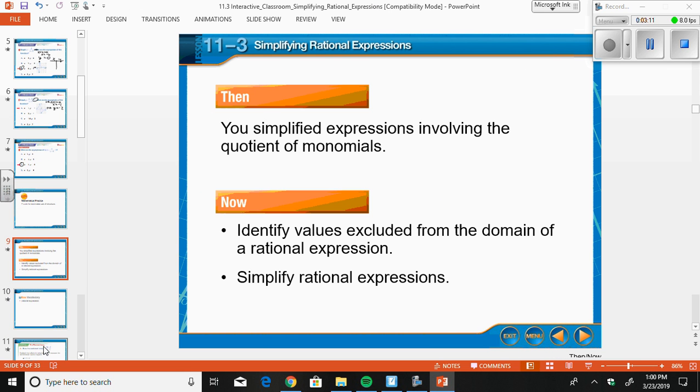What we have done is simplified expressions involving the quotient of monomials, and we have identified values excluded from the domain of a rational expression and simplified rational expressions.